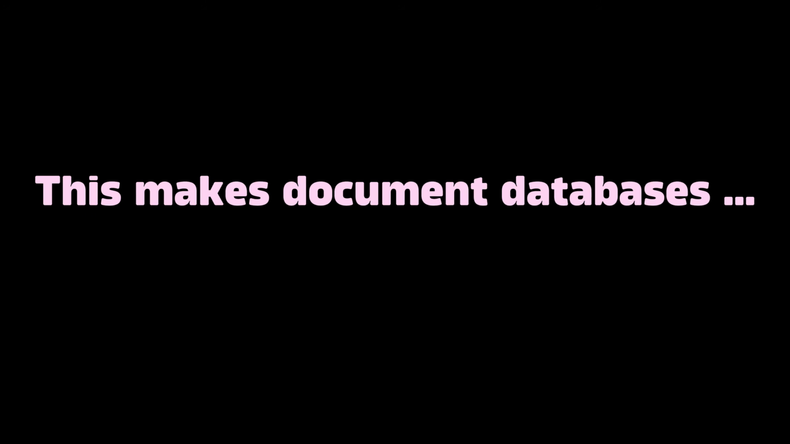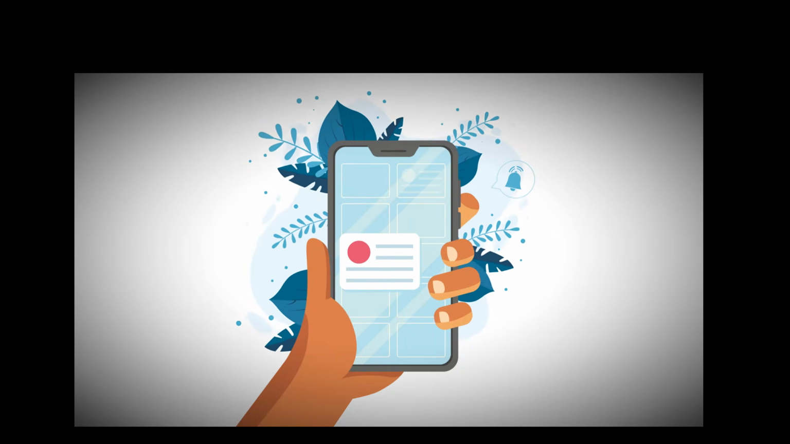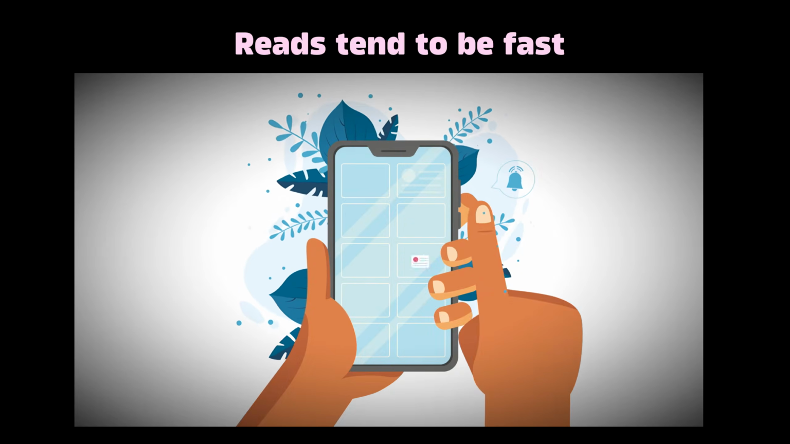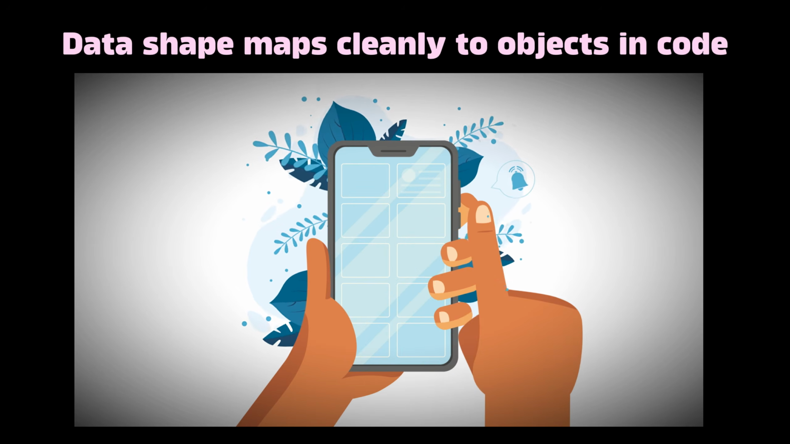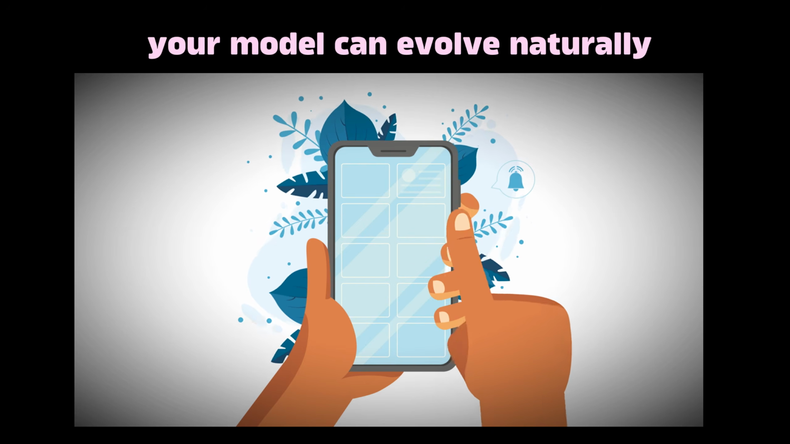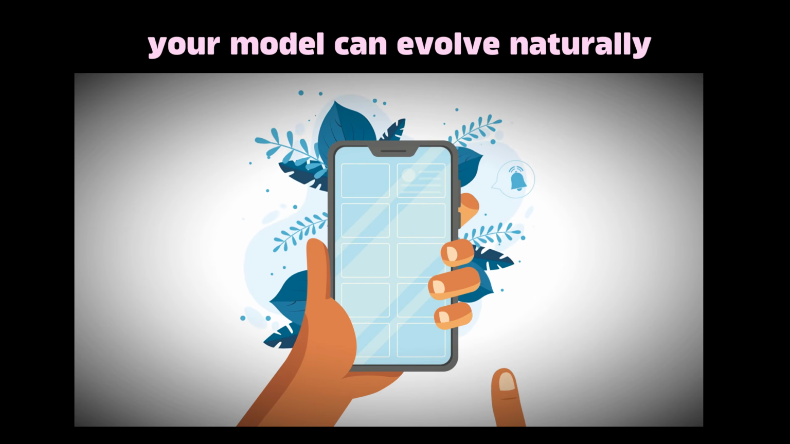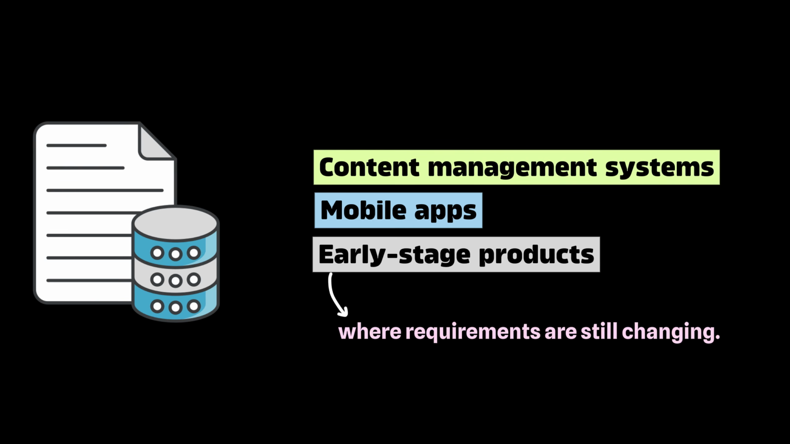This approach makes document databases especially friendly for front-end and mobile developers. Reads tend to be fast. The data shape maps cleanly to objects in code, and your model can evolve naturally as your application grows. They're commonly used for things like content management systems, mobile apps, and early-stage products where requirements are still changing.